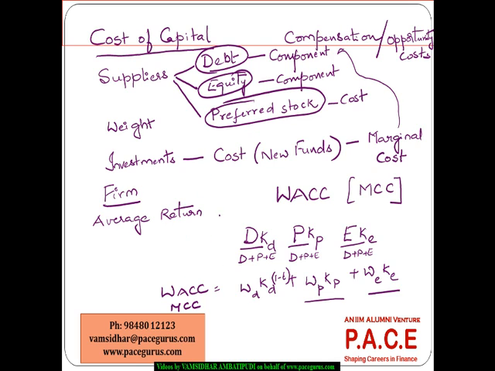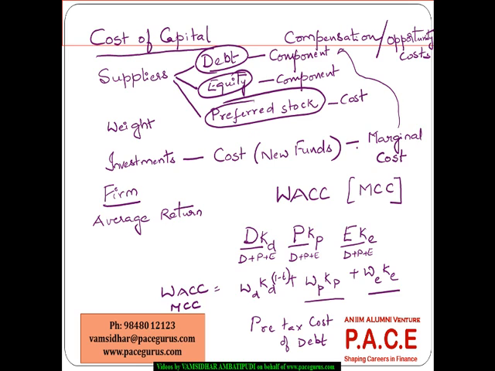right? So here it is, this t is the marginal tax rate, this kd is pre-tax cost of debt. So when I multiply it with 1 minus t, it becomes post-tax cost of debt, and cost of equity, cost of preferred stock. So all these things put together will go ahead in terms of determining my weighted average cost of capital.